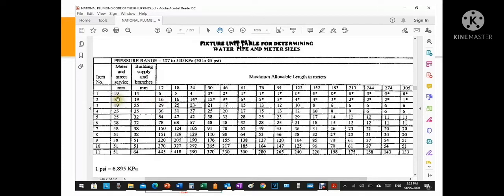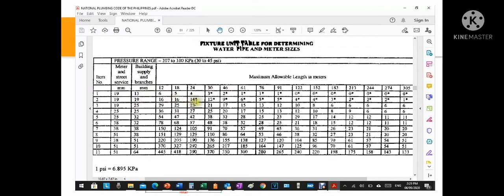So, we have 19 millimeter for meter and street service, and we have 19 millimeter for building supply and branches. The branches here include the fixture branches, the fixture supply. So we have these as the pipe sizes for the street service pipe and the building supply and branches, respectively.